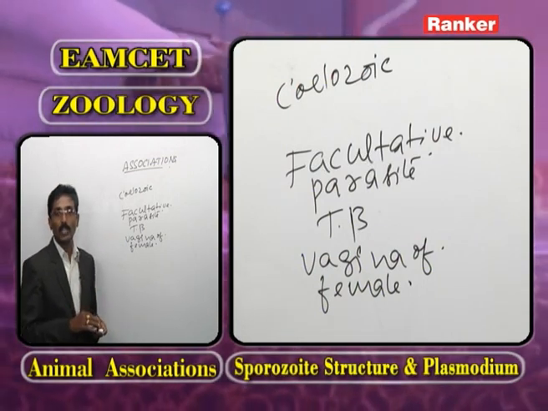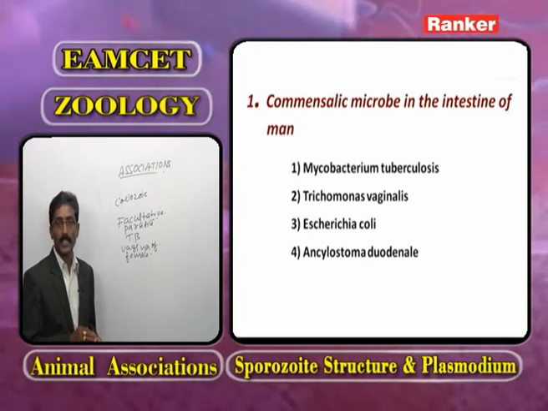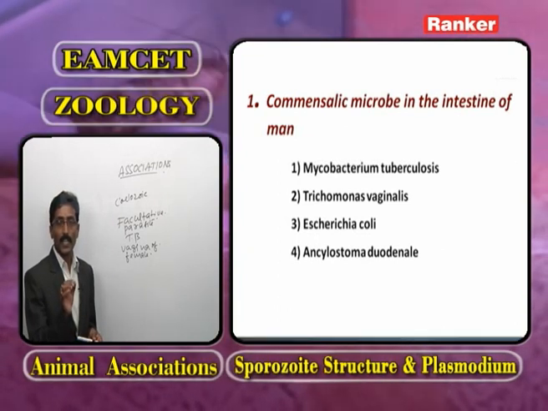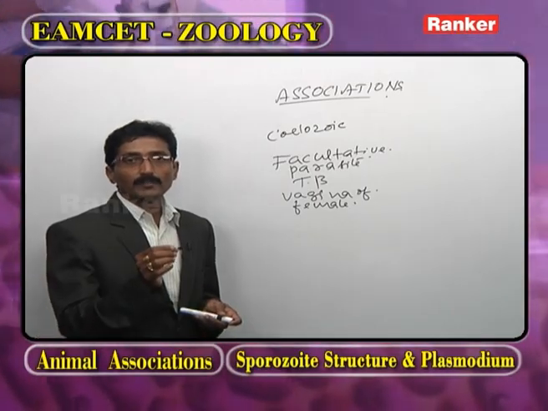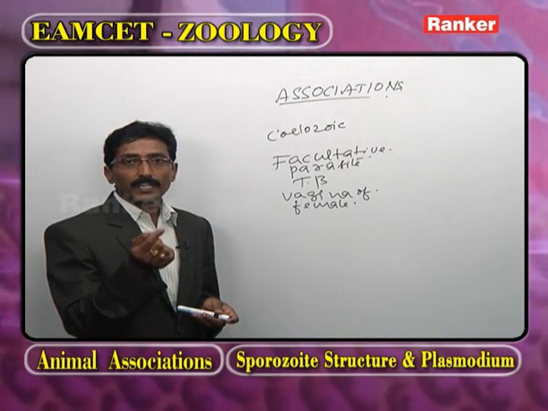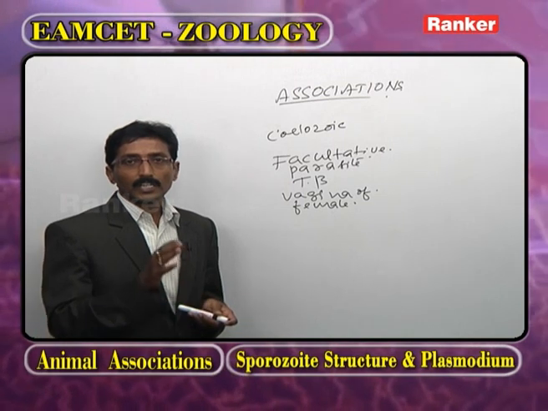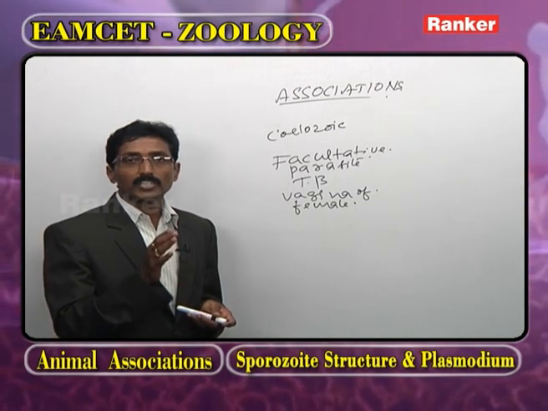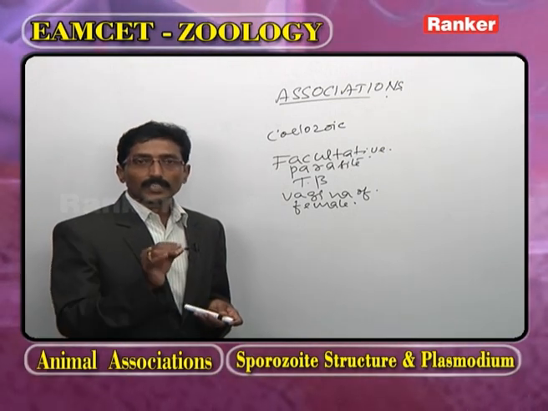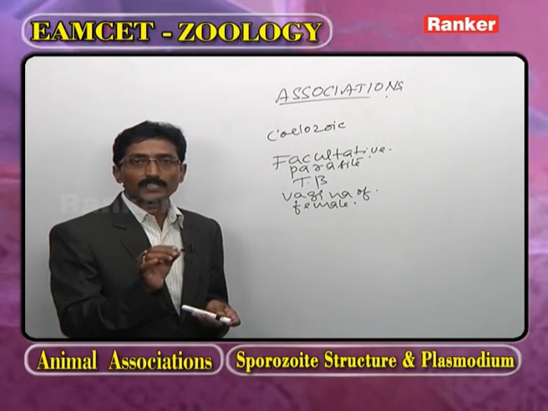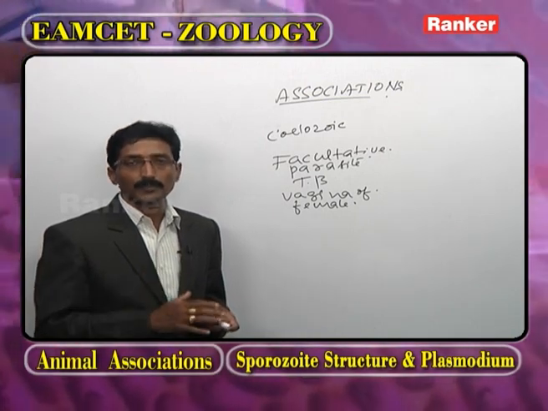The third one is Escherichia coli. It is the classical example of an endocommensal. What is meant by endocommensal? It is a commensal that lives inside the host body. Escherichia coli lives in the colon of man. In the colon, it feeds on undigested food materials and reproduces.